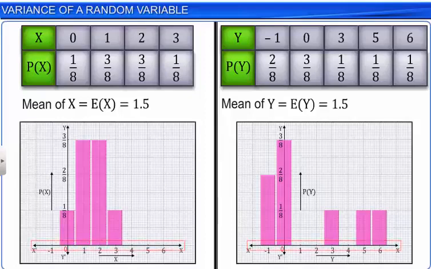In statistics, we know that variance is a measure of the spread or scatter in data. Similarly, variance can be considered as the measure of the spread of the values of a random variable in a probability distribution.